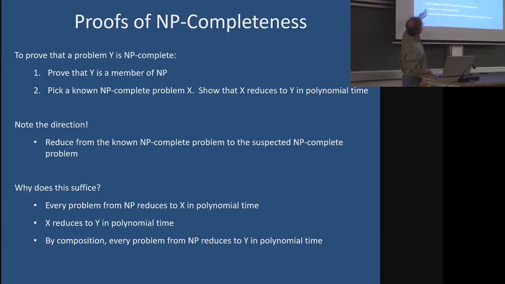And we've just shown that X reduces to Y. So you compose the reductions. You pick any problem in NP, you first reduce it to X, then reduce it to Y. The composition of those reductions will also be polynomial time. And there you have it. So except for the original NP-complete problem, this is how a proof of NP-completeness works.